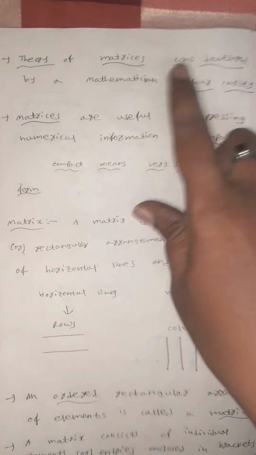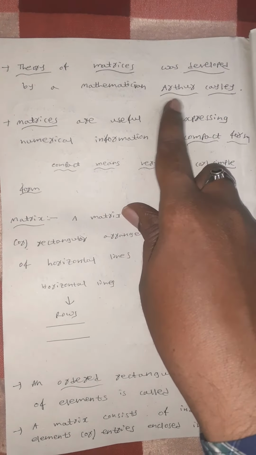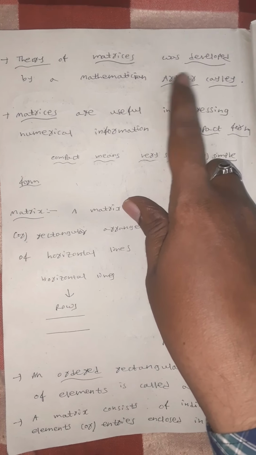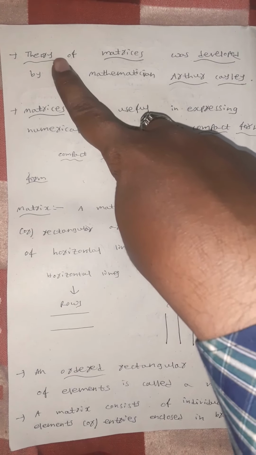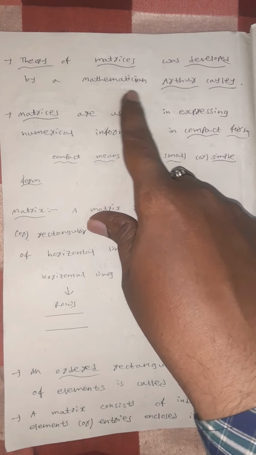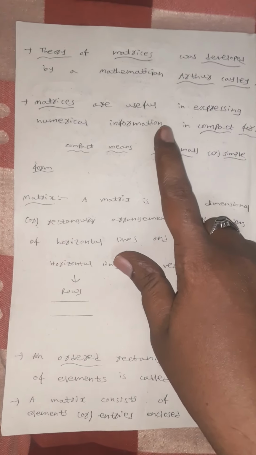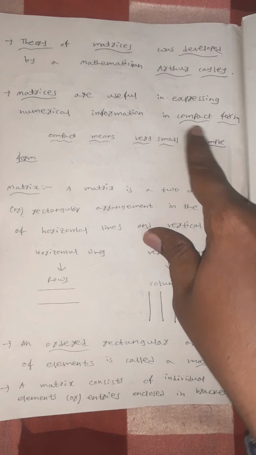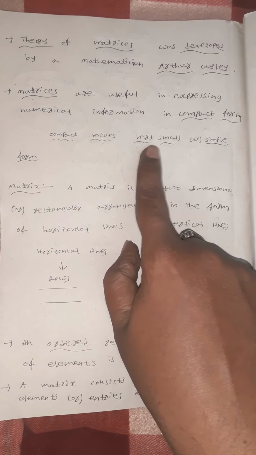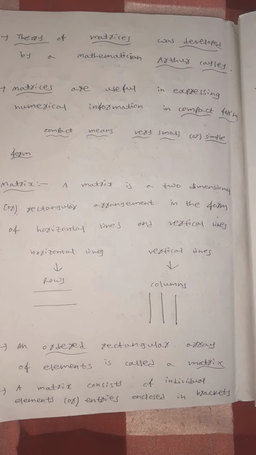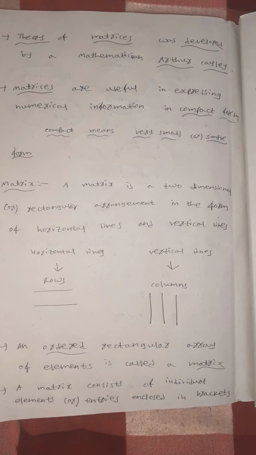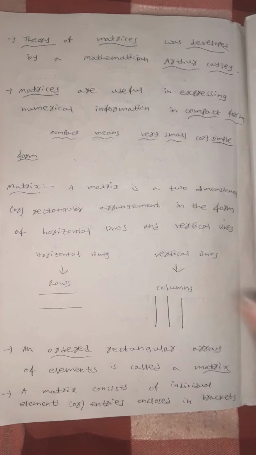So, the theory of matrices was developed by the mathematician Arthur Cayley. Next, matrices are useful in expressing numerical information in compact form. Compact means we will convert the given data into the smallest, very small or simple form.